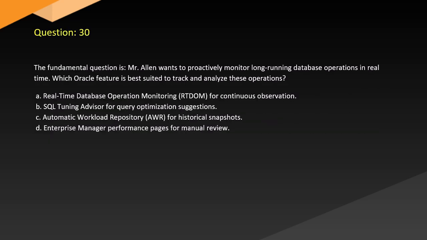Question 30. Aon wants to proactively monitor long-running database operations in real time. Which Oracle feature is best suited to track and analyze these operations? A. Real-time database operation monitoring, or RTDOM, for continuous observation. B. SQL Tuning Advisor for query optimization suggestions. C. Automatic Workload Repository, AWR, for historical snapshots. D. Enterprise Manager Performance Pages for manual review.